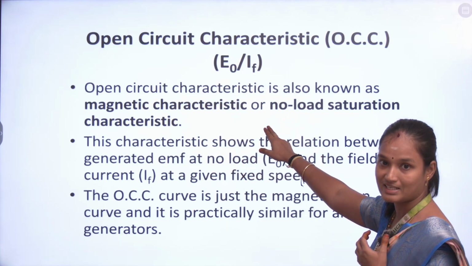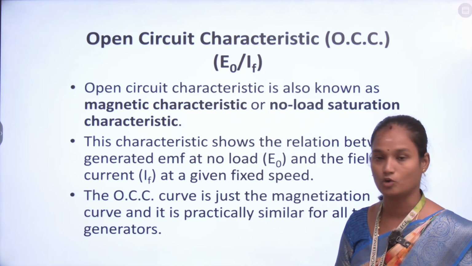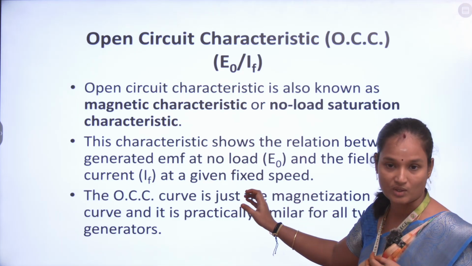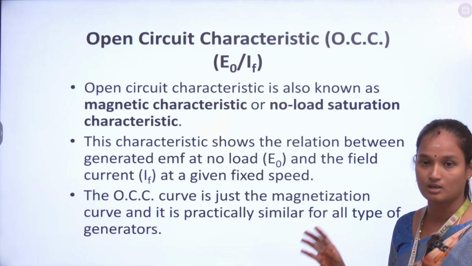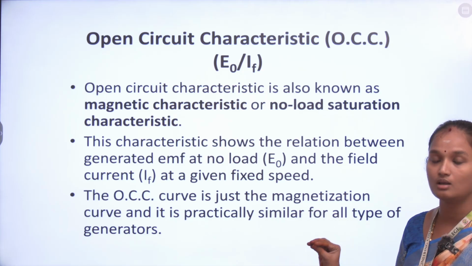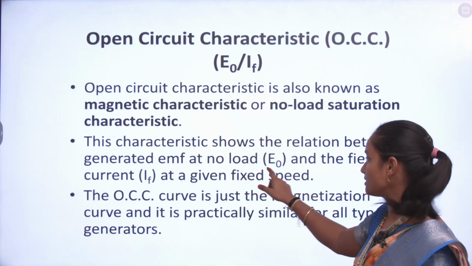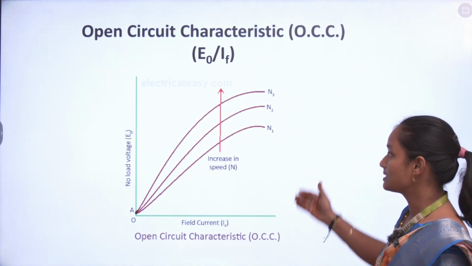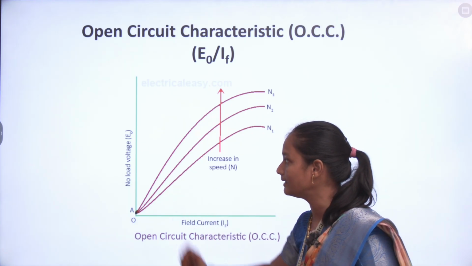We can call that the no load saturation characteristics, because we have not connected any load. That is the no load characteristics. We find the characteristics between no load EMF and field current. The field current, as usual, passes into the generator, but we do not connect any load. That is why we call it E naught. Here the characteristics are drawn between field current and the no load voltage.